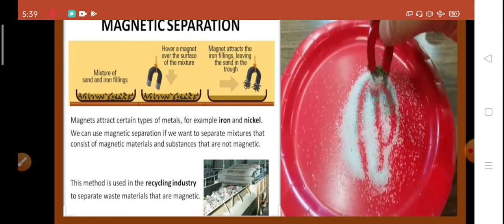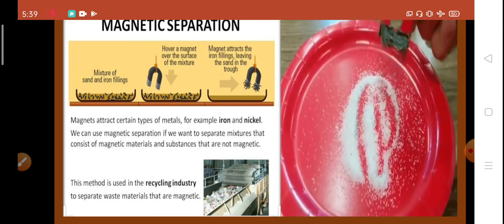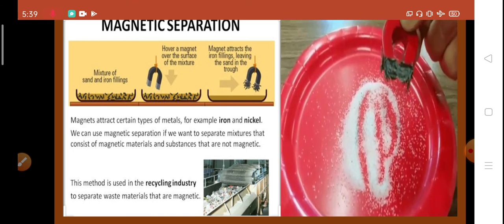See, in this the magnet is attracting the magnetic particles towards it and we have separated the mixture.